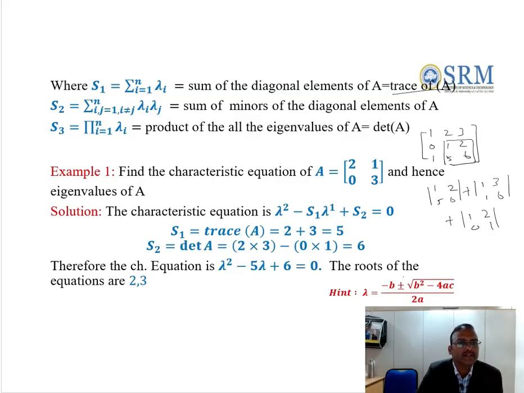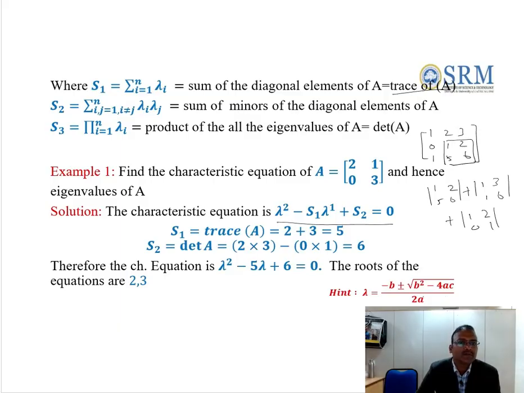Now let us see the first example. Find the characteristic equation of the 2 cross 2 matrix A equal to 2, 1, 0, 3, and hence find the eigenvalues of A. Now what is the general formula? The general formula for the characteristic equation is lambda to the power n minus s1 lambda to the power n minus 1 plus s2 lambda to the power n minus 2 and so on. But the size of the matrix is 2 cross 2, so we will have a second degree polynomial. The general polynomial is lambda square minus s1 lambda to the power 1 plus s2 equal to 0.